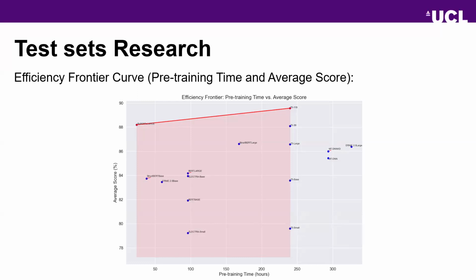This is an efficient frontier curve of pre-training time and model score. The only models on this curve are Raptor Large and the T5 11B. The rest of the models are far from this curve. This indicates that these two models are trained efficiently and can be relied upon to achieve a high level of integrated capability in a shorter period of time.